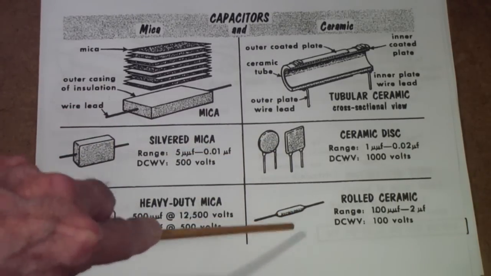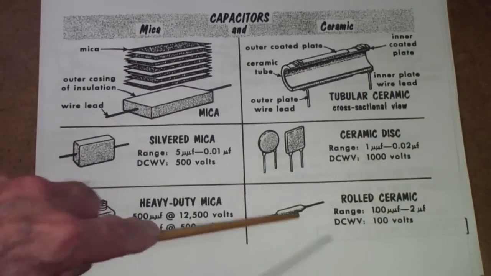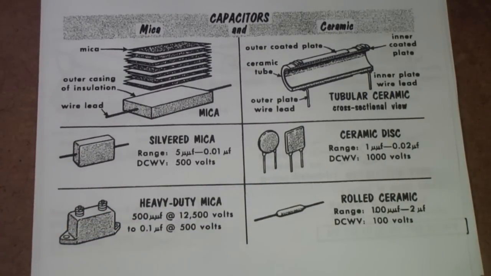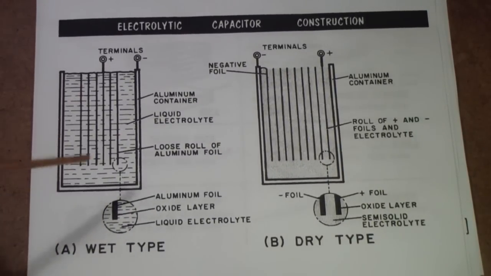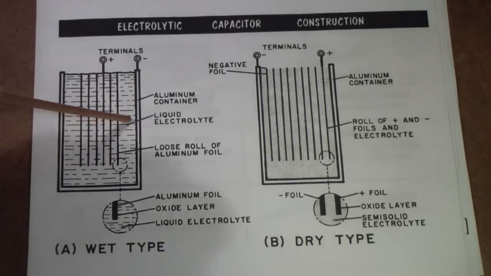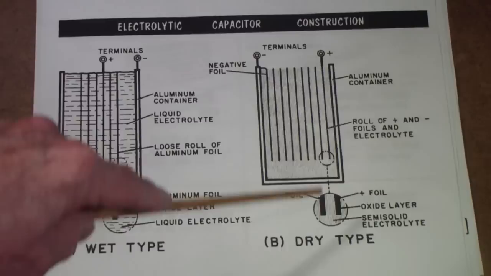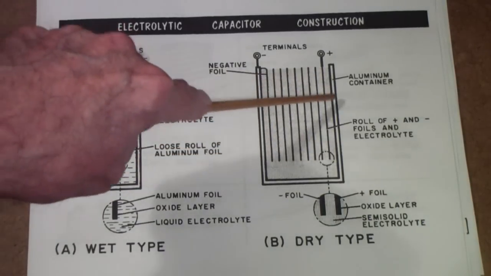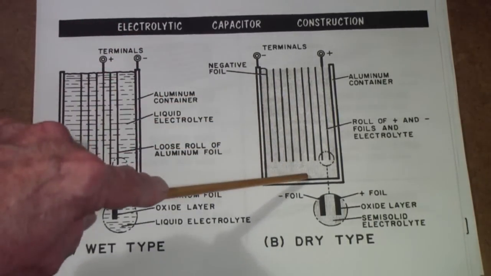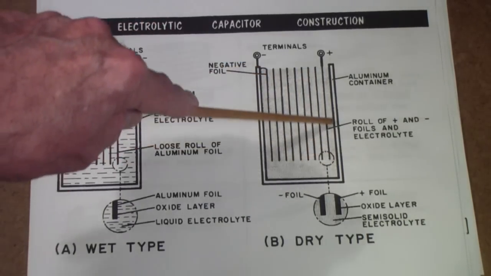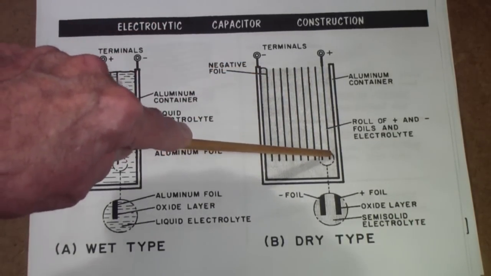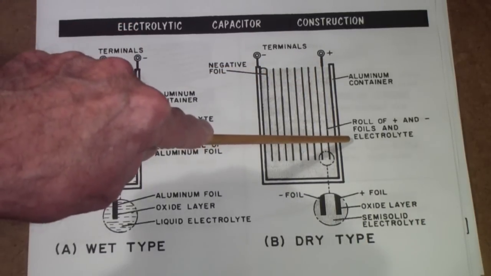This is a rolled ceramic. Once again, like I say, you generally find these in radios from the 50s and later. Now, going back for a second to electrolytics, generally a wet type electrolytic has actually a liquid electrolyte, whereas the dry type electrolytic has a roll of some kind of absorbent material that is impregnated with the electrolyte.